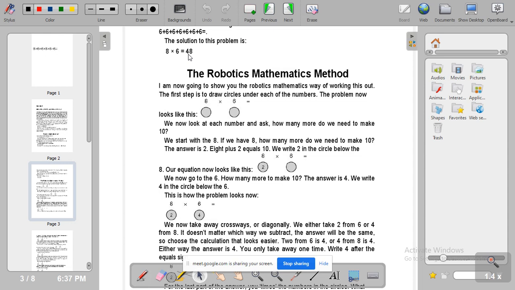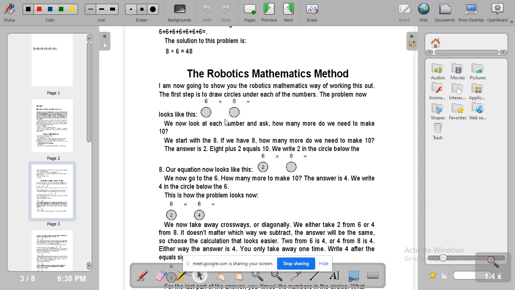It's difficult to do that, but we can know a simple way to do all these things without memorizing anything of that. So we want to solve this one, 8 by 6. The principle that we are using is the robotic mathematics method. In the method, anytime you have any number that you want to multiply, we have to draw two circles down there.